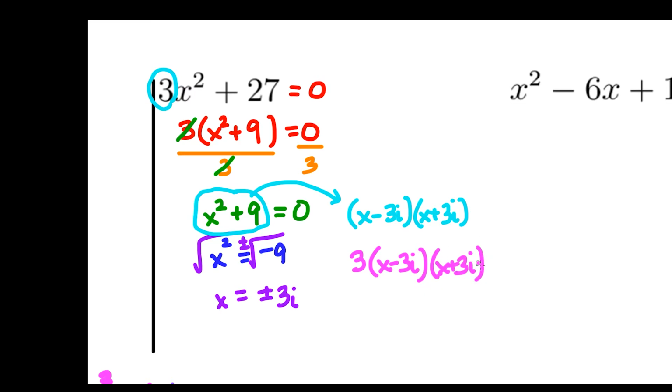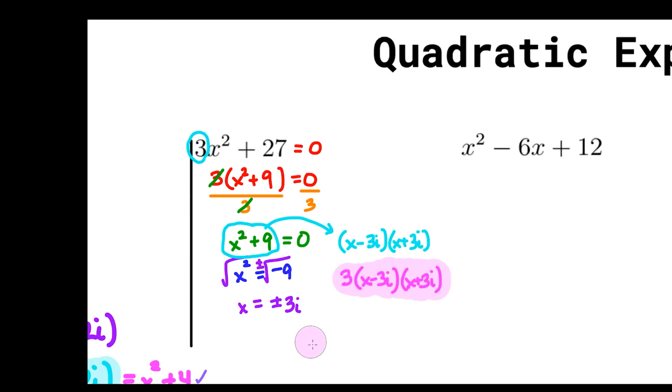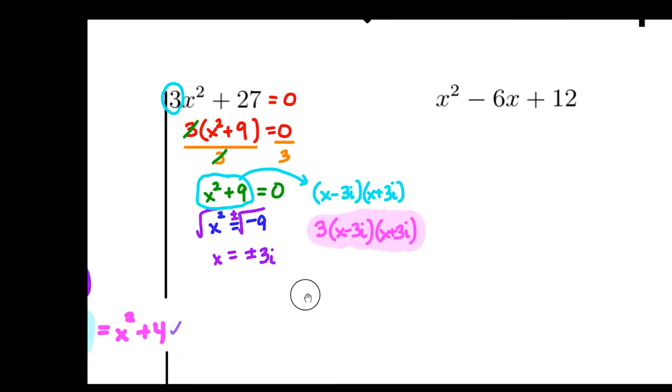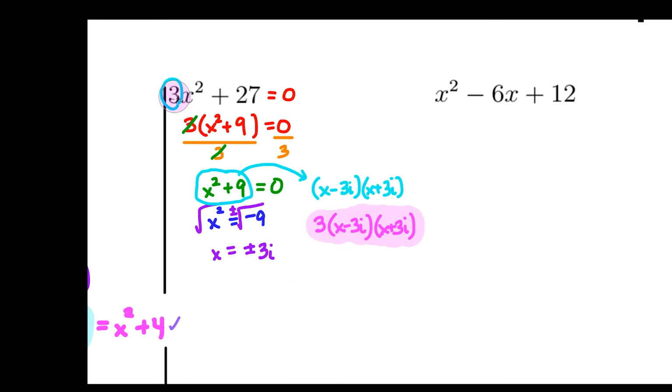Now, if you actually checked your work on this, you would notice that that's the answer as well. Just to kind of save time on this video, I'm not going to do it, but you should actually check on your own. You should actually check by making the area model for this and seeing if you actually do get that 3x squared plus 27.